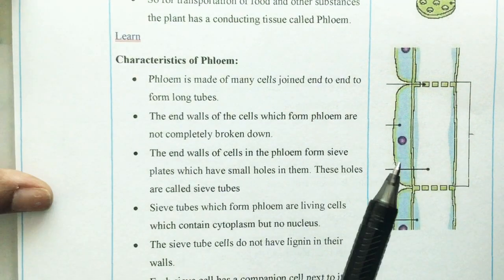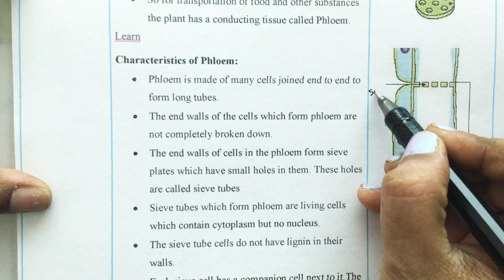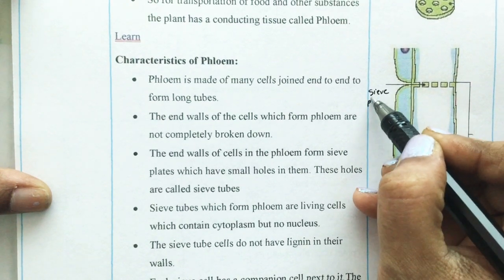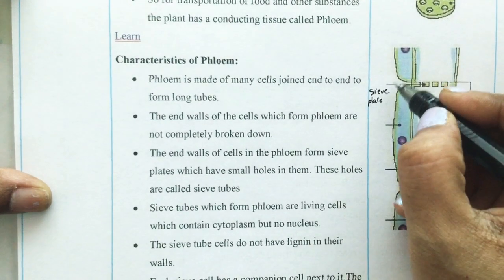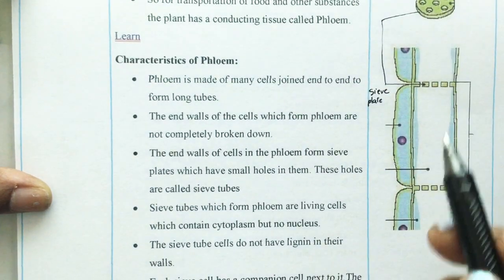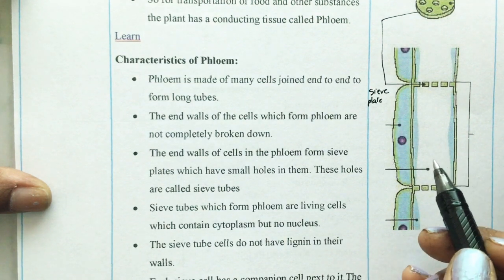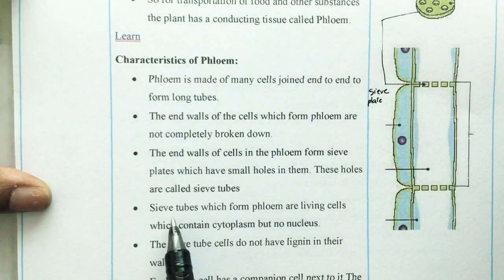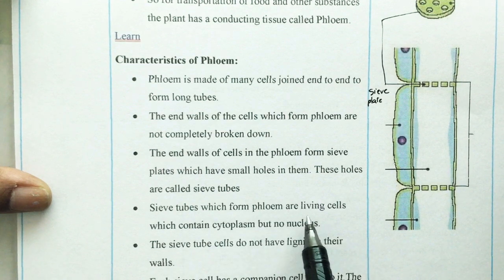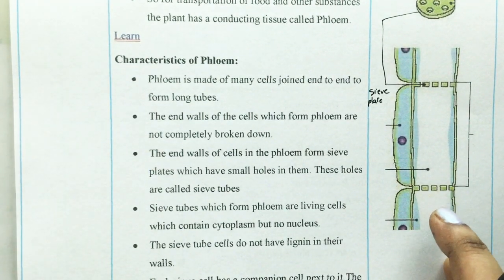So, this is your sieve plate, S-I-E-V-E plate, okay, and the sieve plate looks like this, which is actually these tubes are called as sieve tube, okay, and sieve tubes which form phloem are living cells which contain cytoplasm but no nucleus. So, this has got cytoplasm but no nucleus.